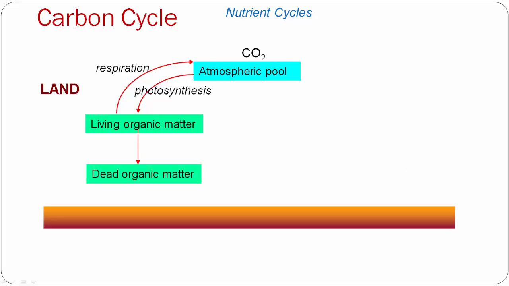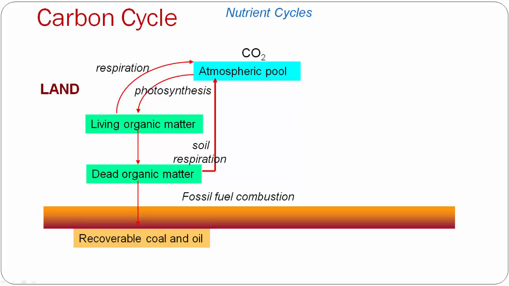When organisms die, they form dead organic matter, which is broken down by decomposers, releasing carbon dioxide back to the atmosphere, or is buried deep into the soil to eventually become coal and oil. When these fossil fuels are burned, carbon is returned back into the atmosphere via CO2.